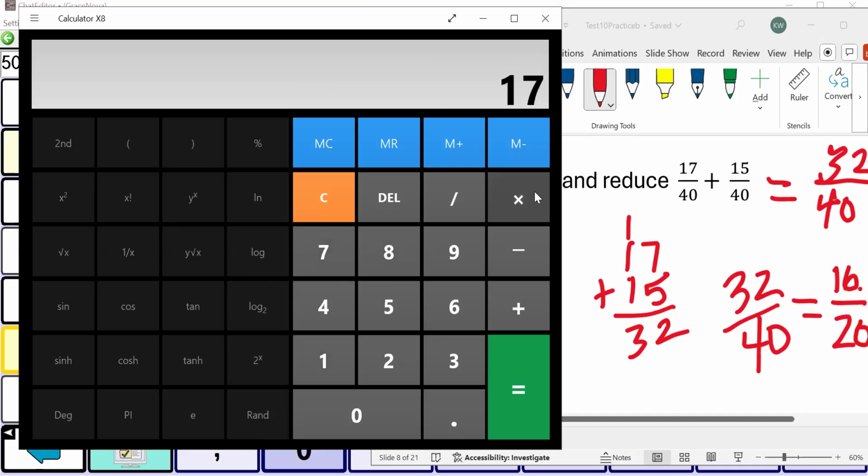17 plus 15 equals 32. Okay, so we have 32 divided by 40. So you might need to do this in your head. You might need to just use the calculator as a way to express your answers. Because if we do 32 divided by 40 here, we'll get it as a fraction.